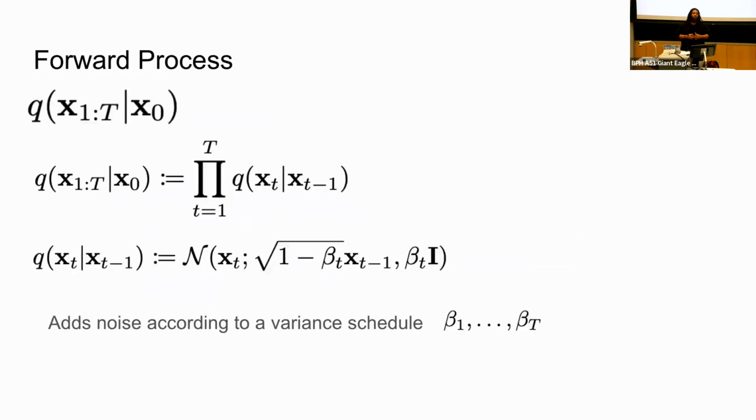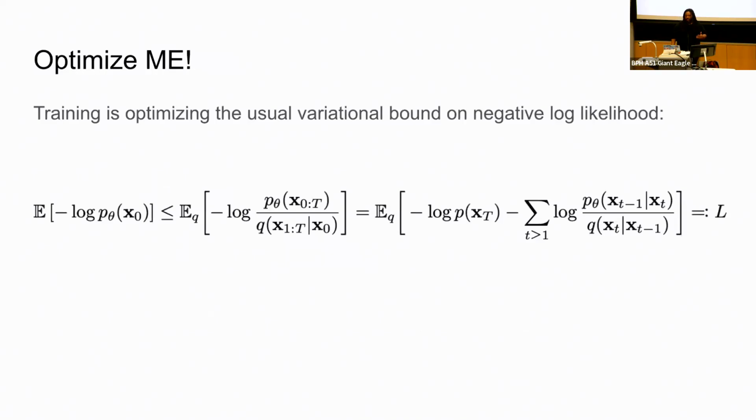And the important part here is that we actually have a variance schedule. It's not a constant variance, but a scheduled variance. And so we're predetermining that so that we can have an easier time getting back to the beginning.